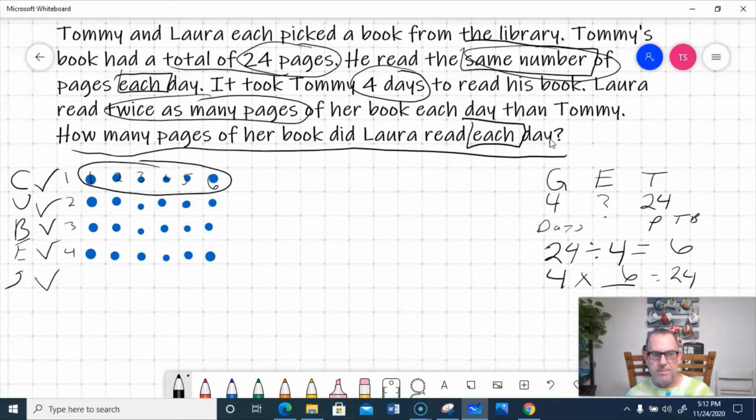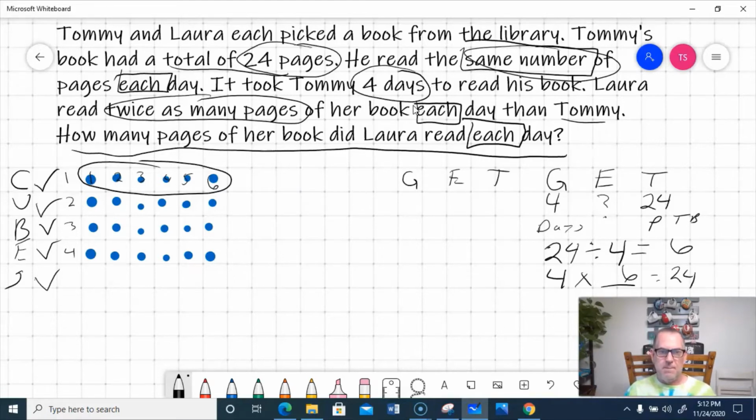So I need to go back up here and look, and it says right here that Laura read twice as many pages of her book each day. I forgot to box in. So she read twice as many pages as Tommy read. So if she read twice as many pages, it looks like we're still talking about groups here. So I'm going to say groups, each, and total.